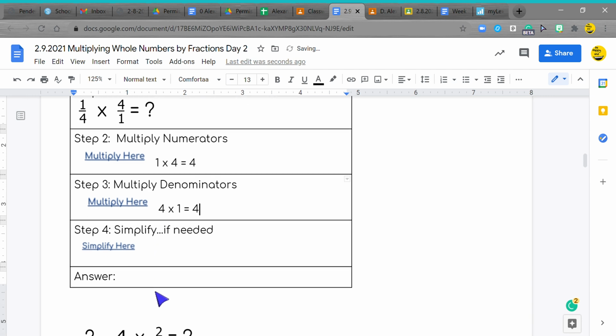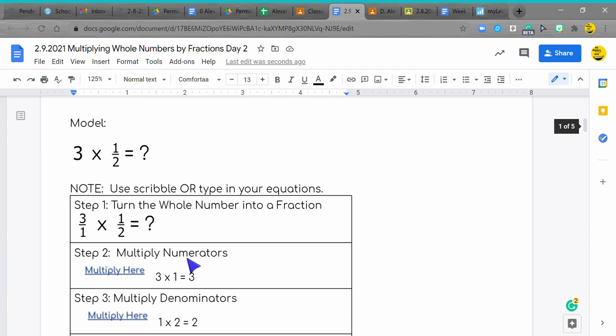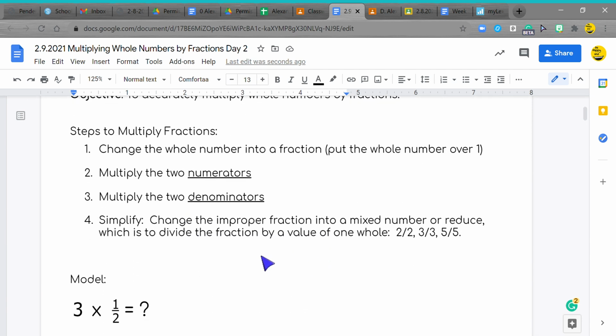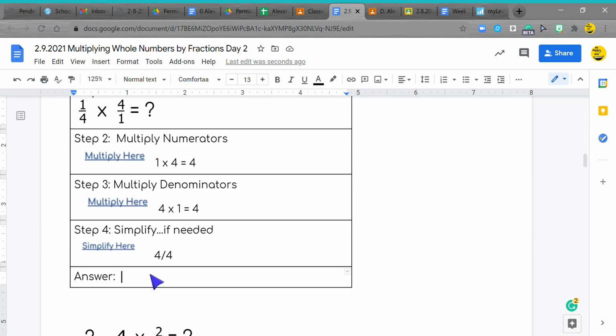So ladies and gentlemen, I know we haven't really talked about this. I have 4 over 4 equals. What does 4 over 4 equal? Now I'm going to quickly jump up to the top to show you, because you've had it in your notes. I know we haven't really taught you or shown you. But remember here, when we divide a fraction by a value of one whole, 2 over 2, 3 over 3, 5 over 5, remember, we told you this all means 1. So what do you think 4 over 4 means, you guys? Yes, it means 1. So 1/4 times 4 is 1.